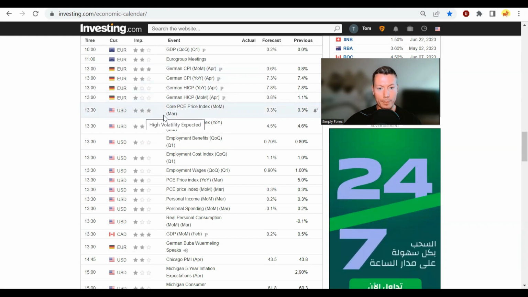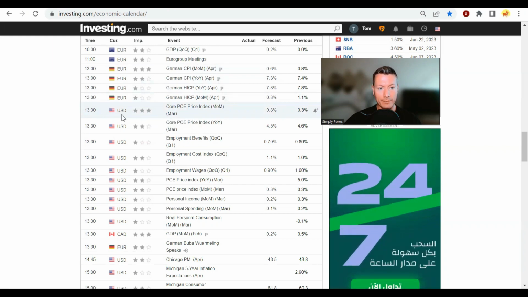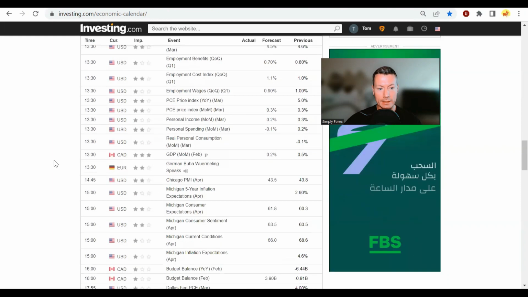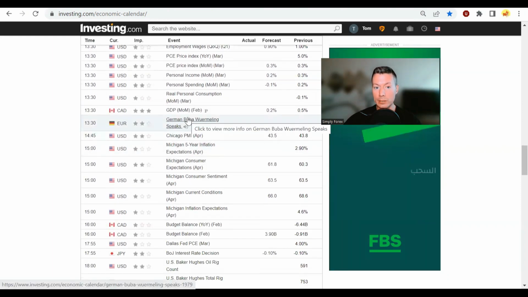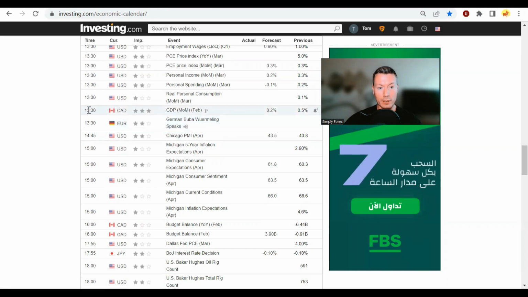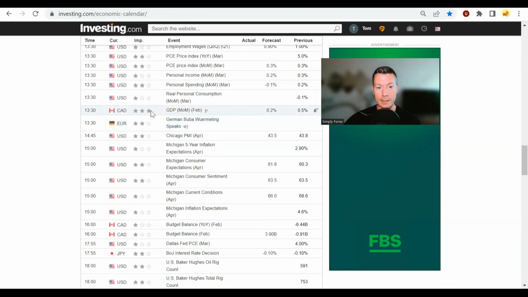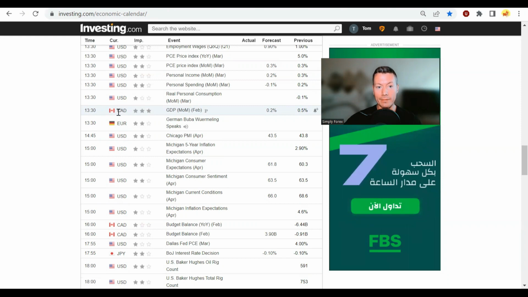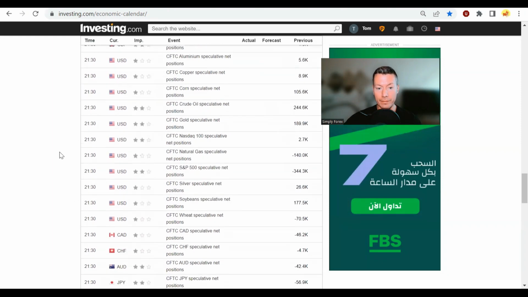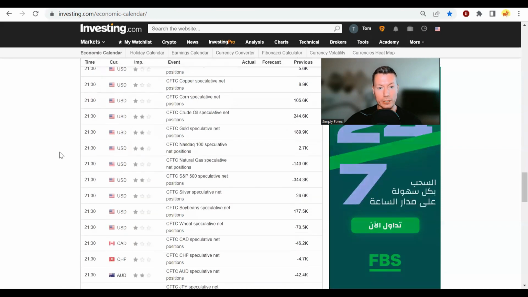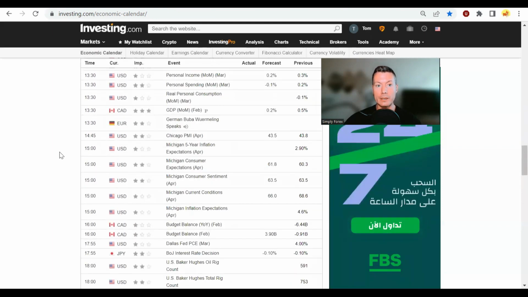1:30, we've got core PCE price index coming out of the US, another 3-star rating. And then if we're in any of those CAD pairs, that New Zealand CAD, Aussie dollar CAD, must be aware of this, guys. At 1:30 London GMT, we've got GDP coming out of Canada. So again, a big figure for the Canadian dollar. And after that, guys, you can see no other news to speak of.